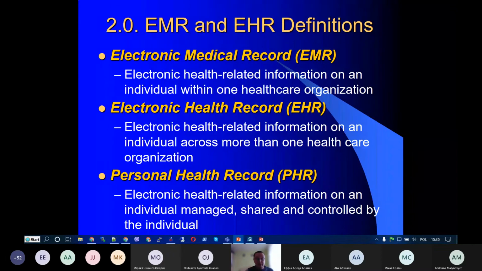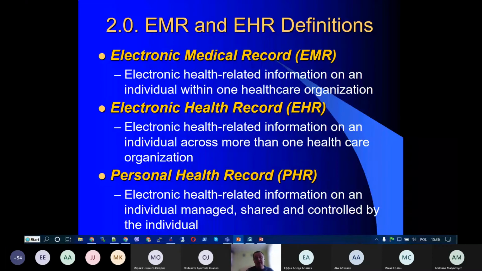It's important to remember that although the term electronic medical records is used more often, there are at least three different kinds of these records. First, the conventional EMR is electronic health related information on an individual within one healthcare organization, so a particular hospital or physician's office, which creates a new record about a specific patient who has visited it. A new electronic medical record is created.